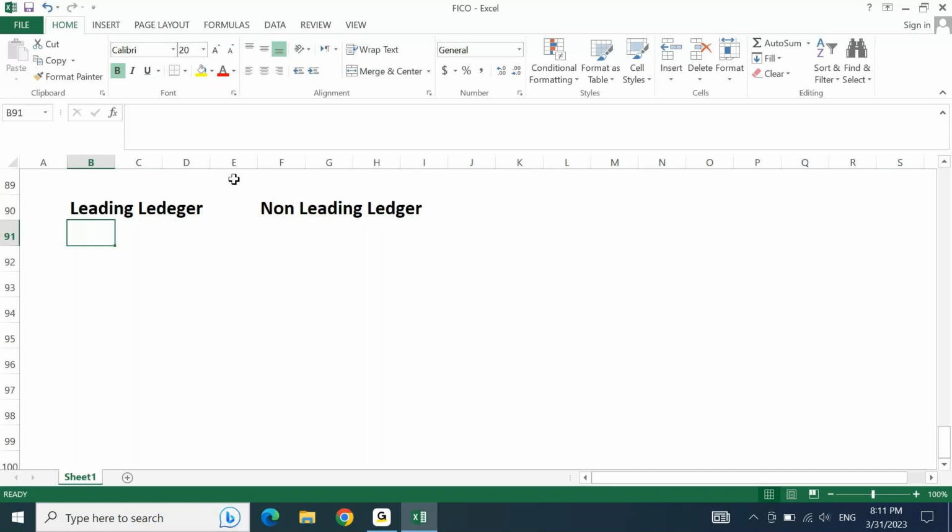But is it the same thing from your side? In one go, will you be able to understand the concept of leading, non-leading ledger, different scenarios, and the purposes this is used for in a project in one session? Possible or not? You will be able to understand only the config part, but not the business requirement part, the business scenario part.